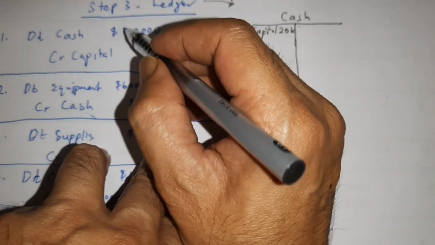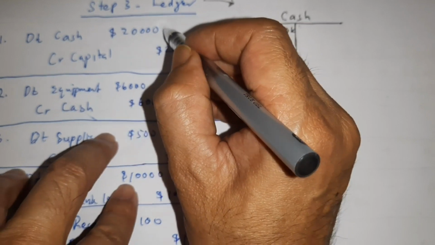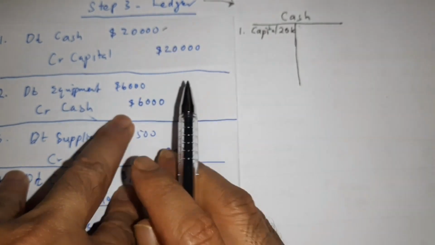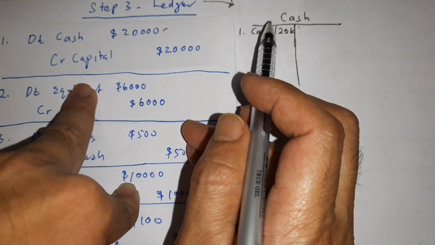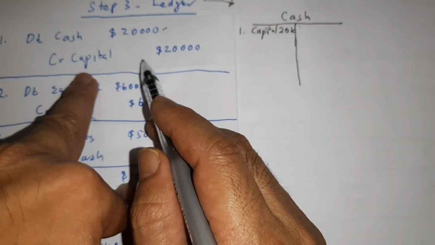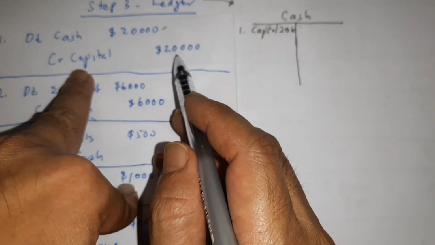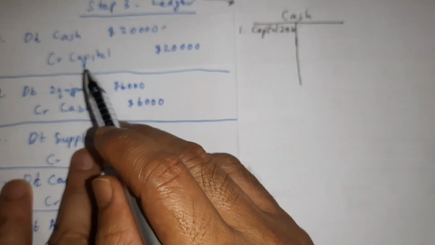So you can tick this transaction. You have transferred this transaction into the ledger. You have transferred this entry into the ledger or account. Okay, now the second entry, credit capital 20,000. The name of the account is capital.